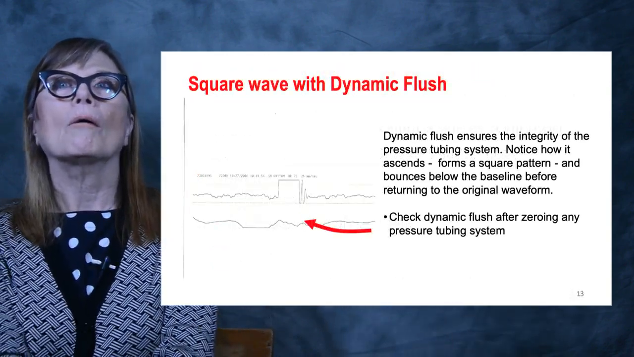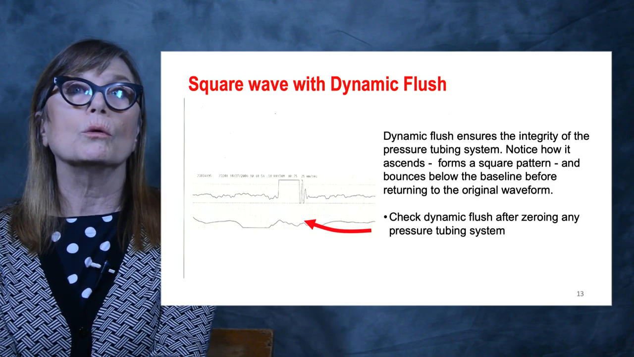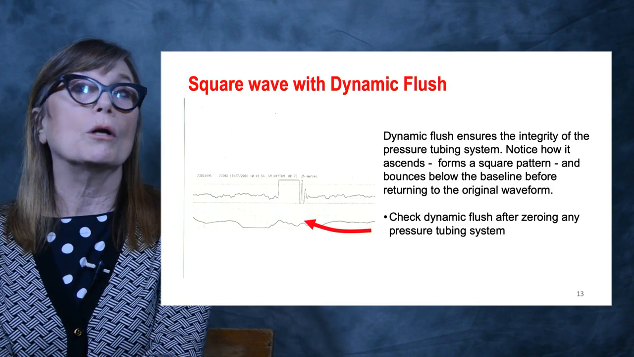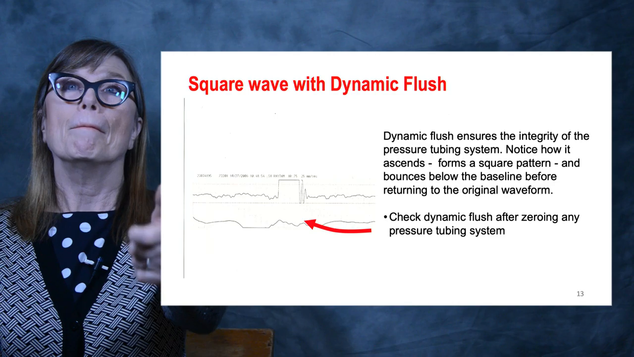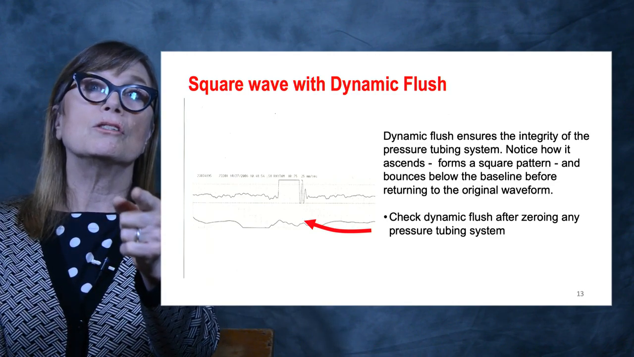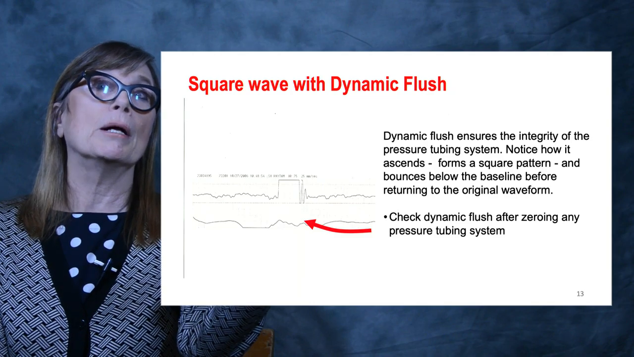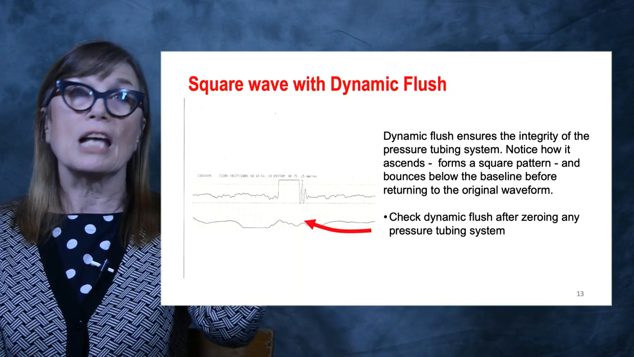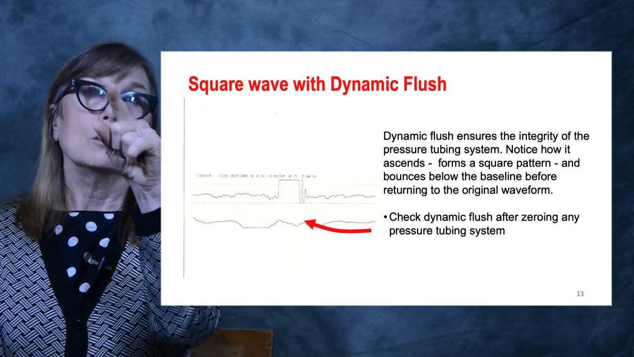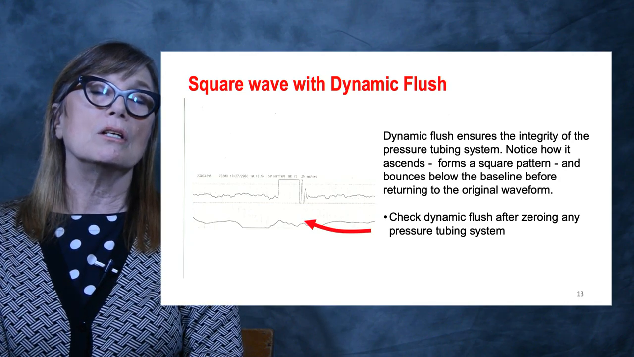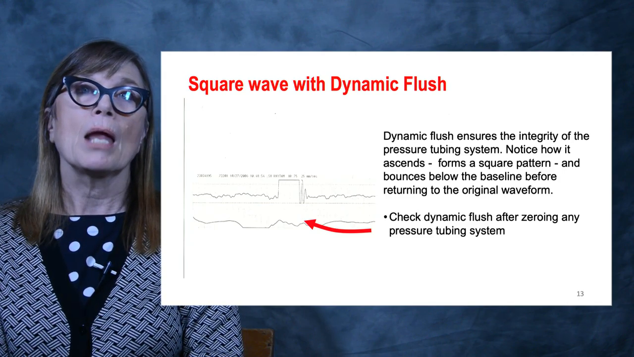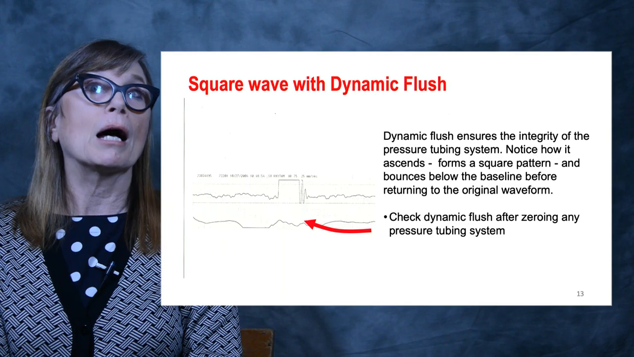All right, so this gives you a little visual of the square wave with what we call a dynamic flush, pulling your pigtail. And you can see that big square, and in a 300 millimeter signal window, you see that the top of the square is at 300 millimeters of mercury. And after that, you see some oscillations.